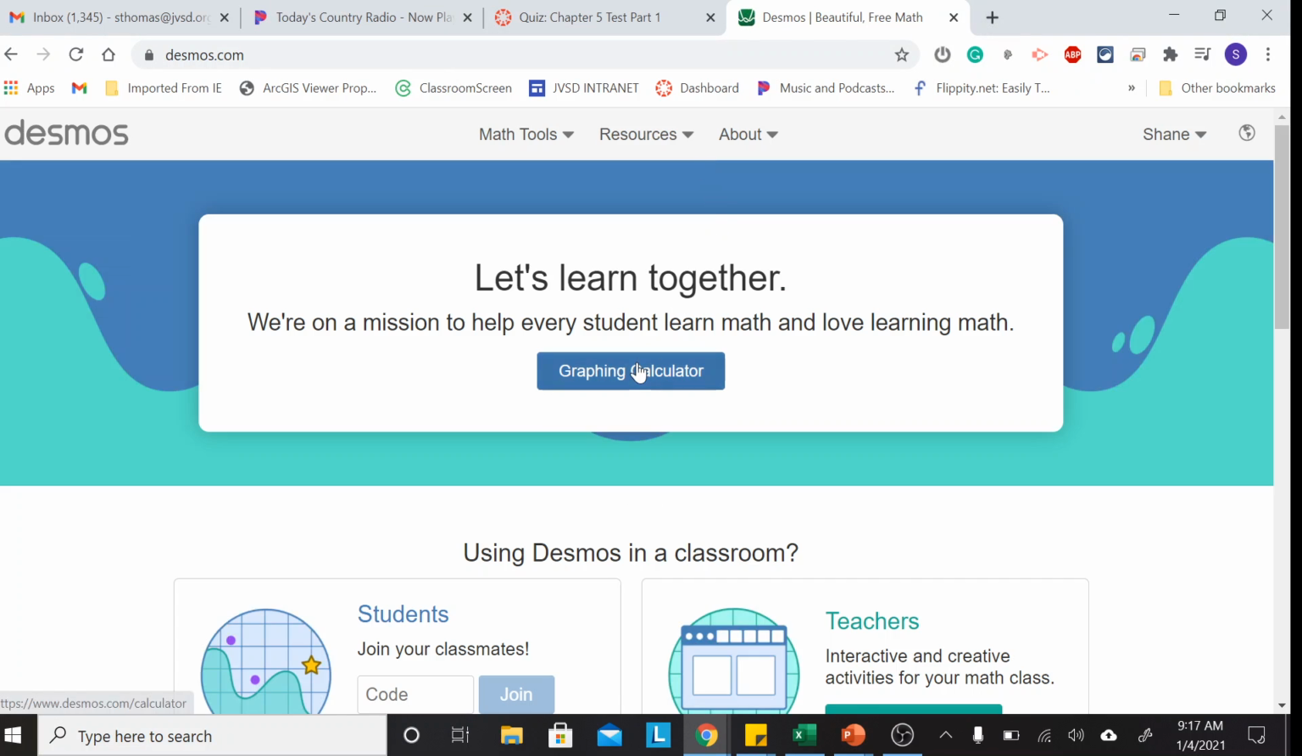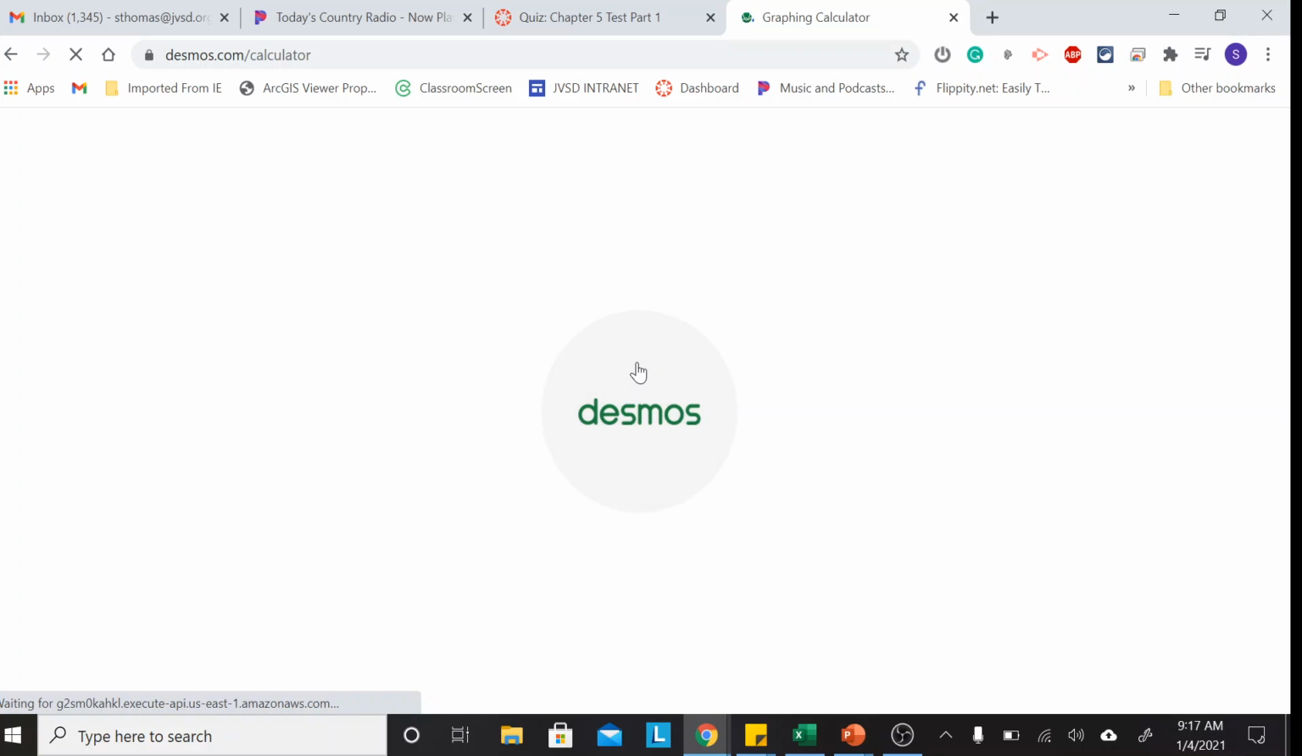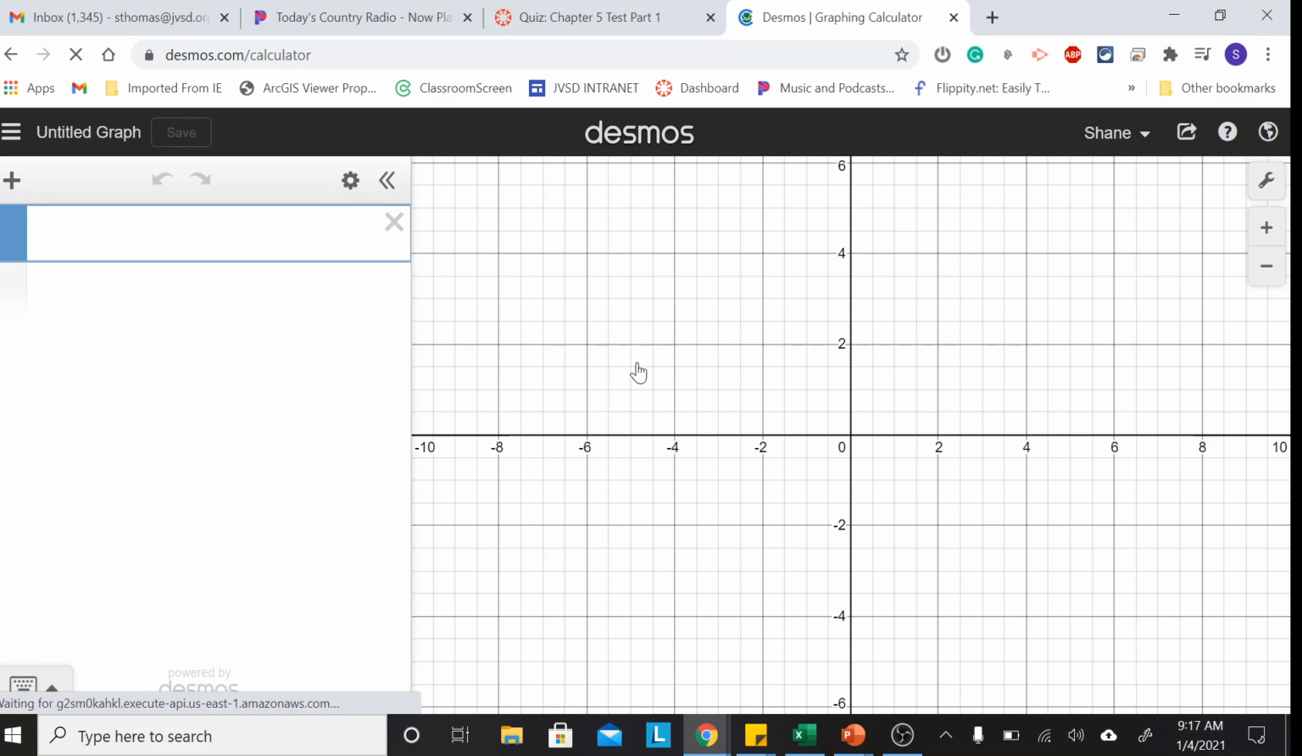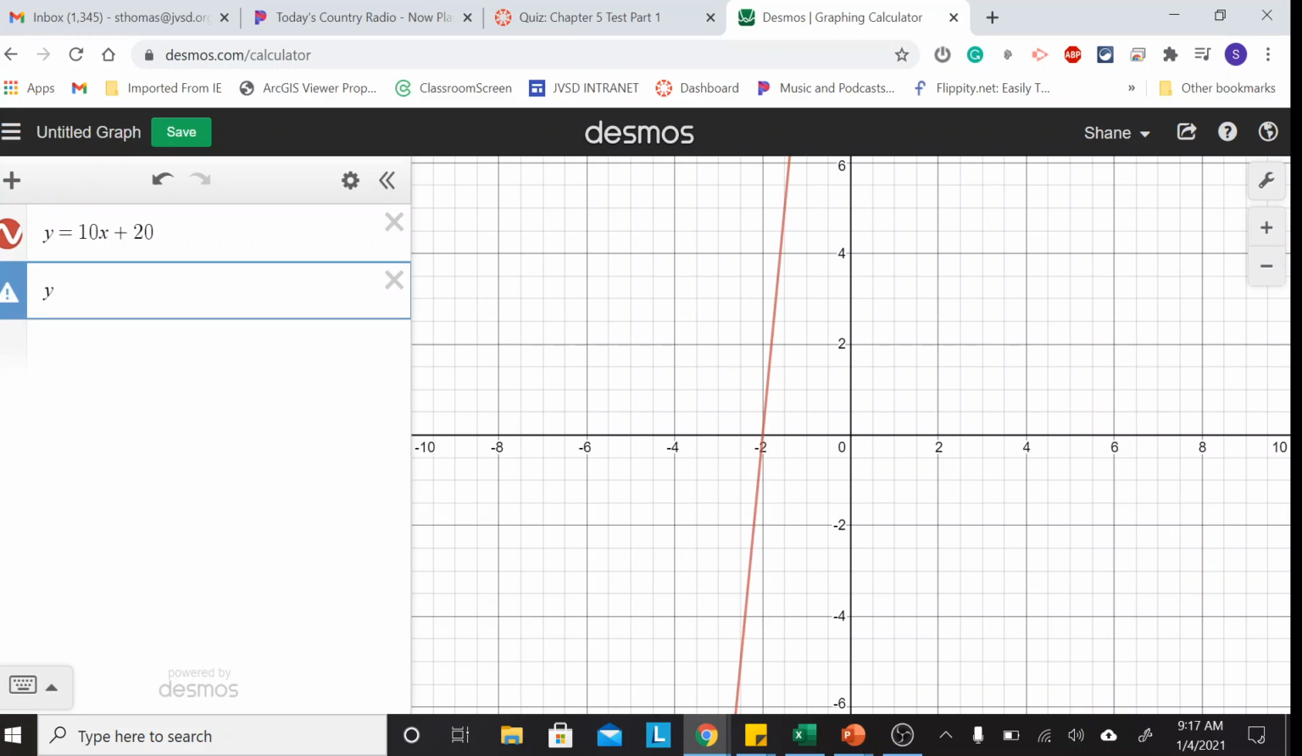All right, all you have to do is type in Desmos. First thing that comes up, click on the graphing calculator. We did this. You guys made your pictures. So y equals 10x plus 20. And then y equals 11x plus 15.